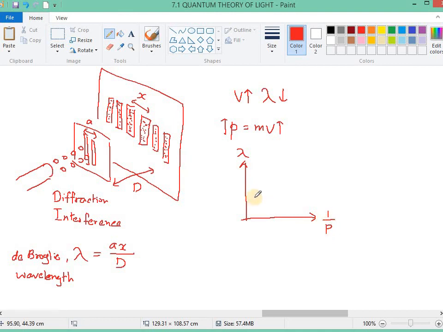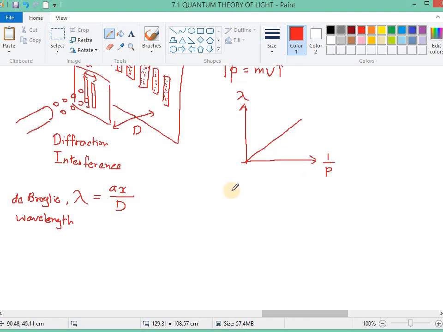1 over momentum. Okay, directly proportional. So that means we can get a straight line equation, y equals mx plus c. Y is the wavelength. M is the gradient, and he found out that the gradient is equal to the Planck constant. Okay, equal to the Planck constant.